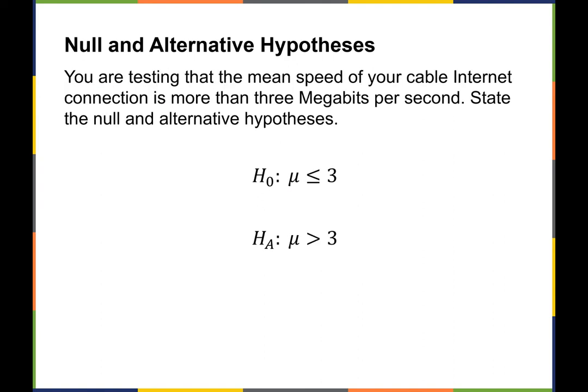Here's another example. You are testing that the mean speed of your cable internet connection is more than 3 megabytes per second. State the null and alternative hypothesis. Well, the statement says more than 3. More than 3 is greater than 3. We can't put that into a null hypothesis because a null hypothesis always uses the equal sign. So this one must be the alternative hypothesis. Mu is greater than 3. That means that the null hypothesis has to contradict it. To contradict greater than 3, it would be less than or equal to 3.